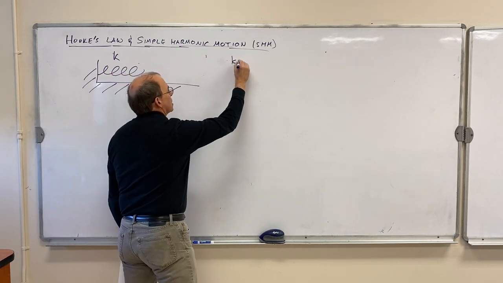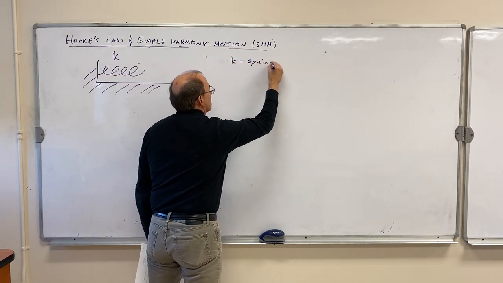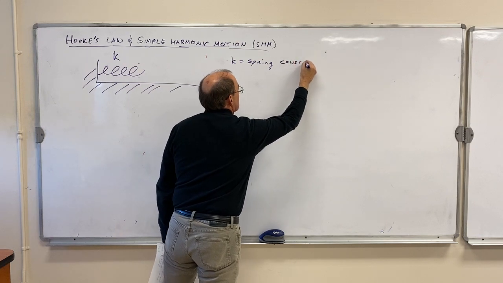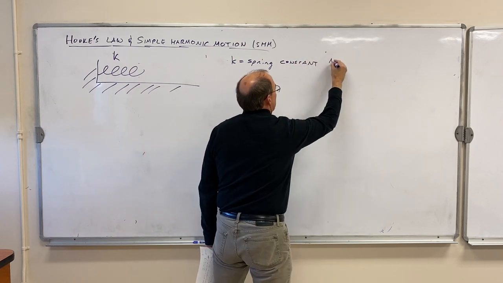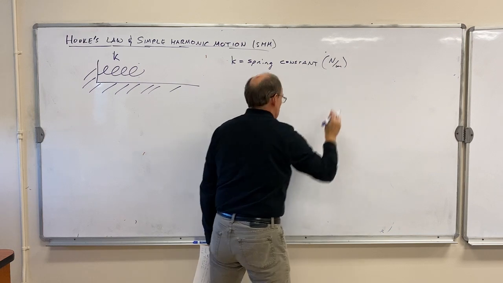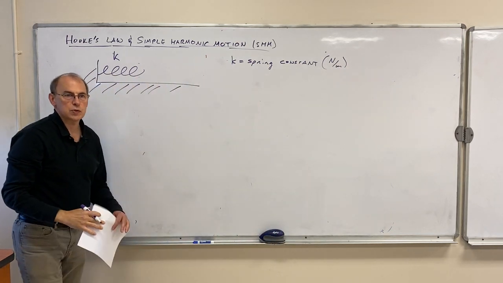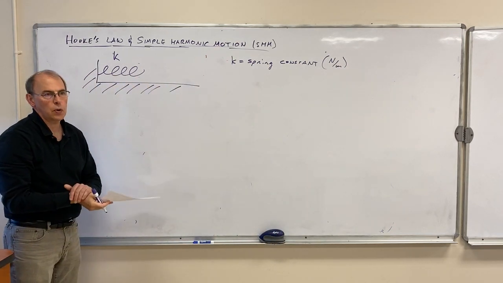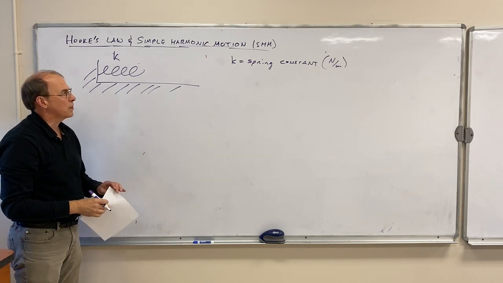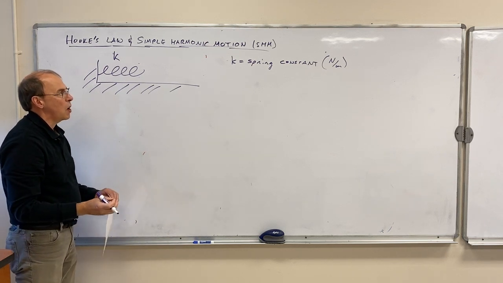So K is the spring constant, in newtons per meter. So it's a measure of how stiff the spring is. If the spring is really stiff and hard to stretch, that's a large number. If it's really easy to stretch, that's a small number.